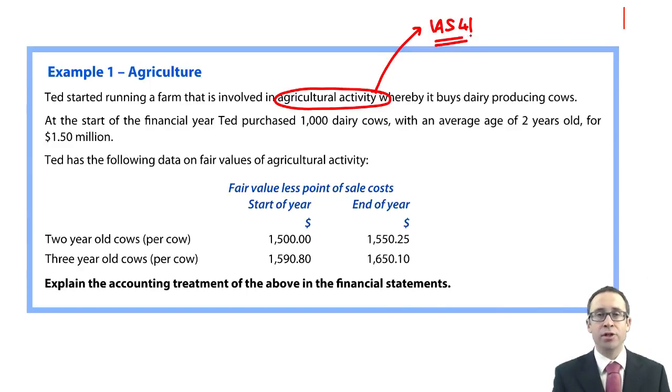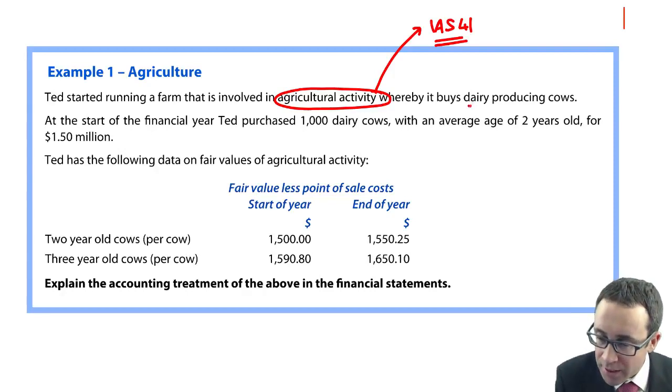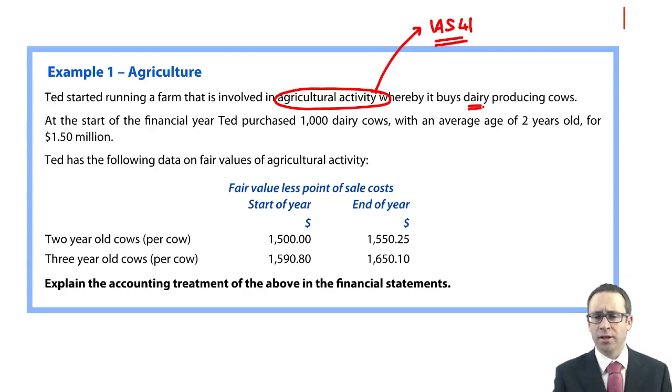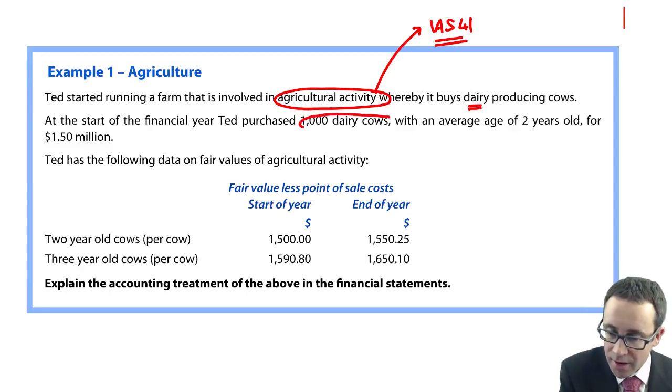It buys dairy producing cows. So the cows are the biological asset, aren't they? If they are dairy producing cows, they are not cows that are held for slaughter. It's dairy producing cows, so the agricultural produce will be the milk. So that milk will be measured at fair value at the point of harvest, and it will then be taken into inventory, whereby the cost of that inventory will be that fair value less the point of sale cost, isn't it?